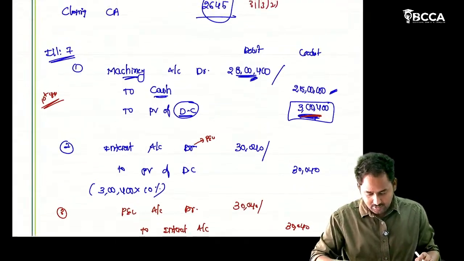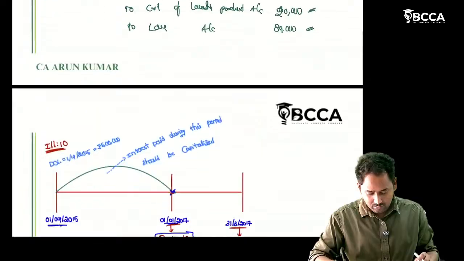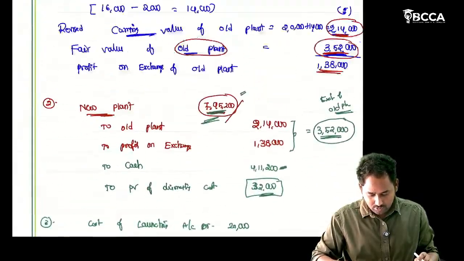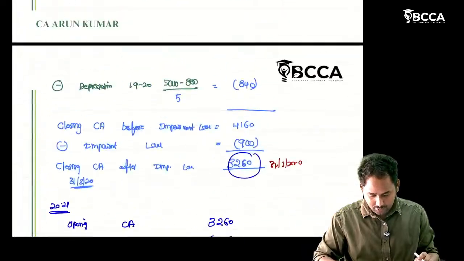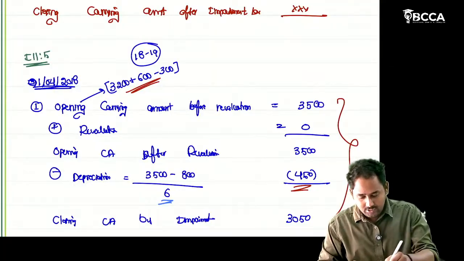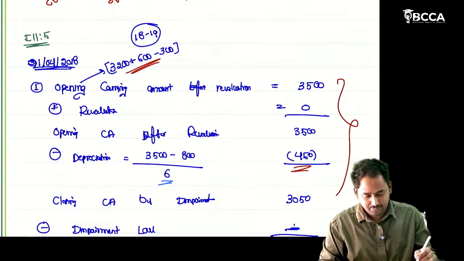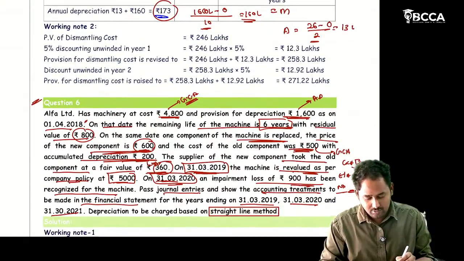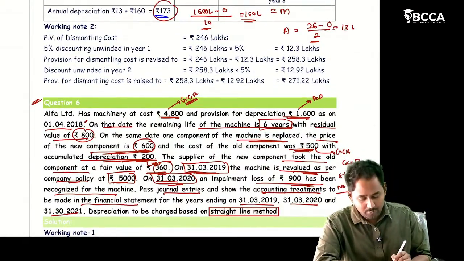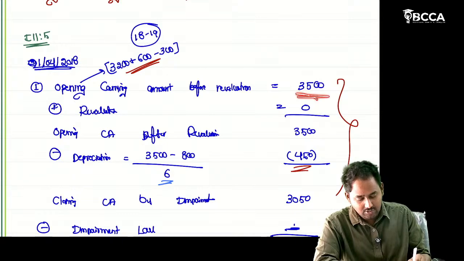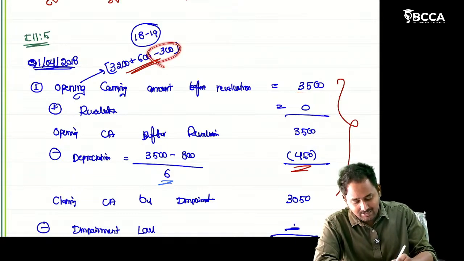So question 6. What is the opening carrying amount here? 4,800 minus 1,600, 3,500. Is this right?